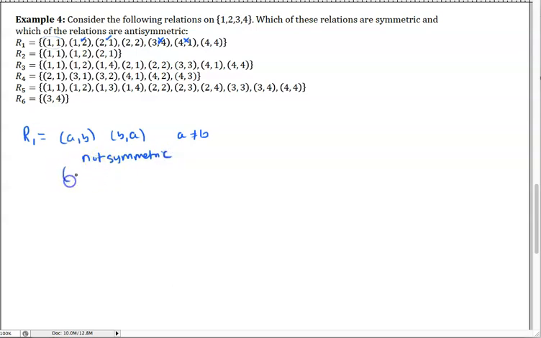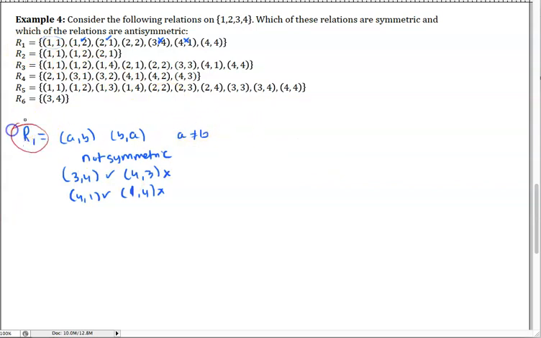There are two things that break it: (3, 4) is in, but (4, 3) is not, and (4, 1) is in, but (1, 4) is not. So that means not symmetric. Again, not symmetric does not mean the same thing as anti-symmetric. They're not exclusive.